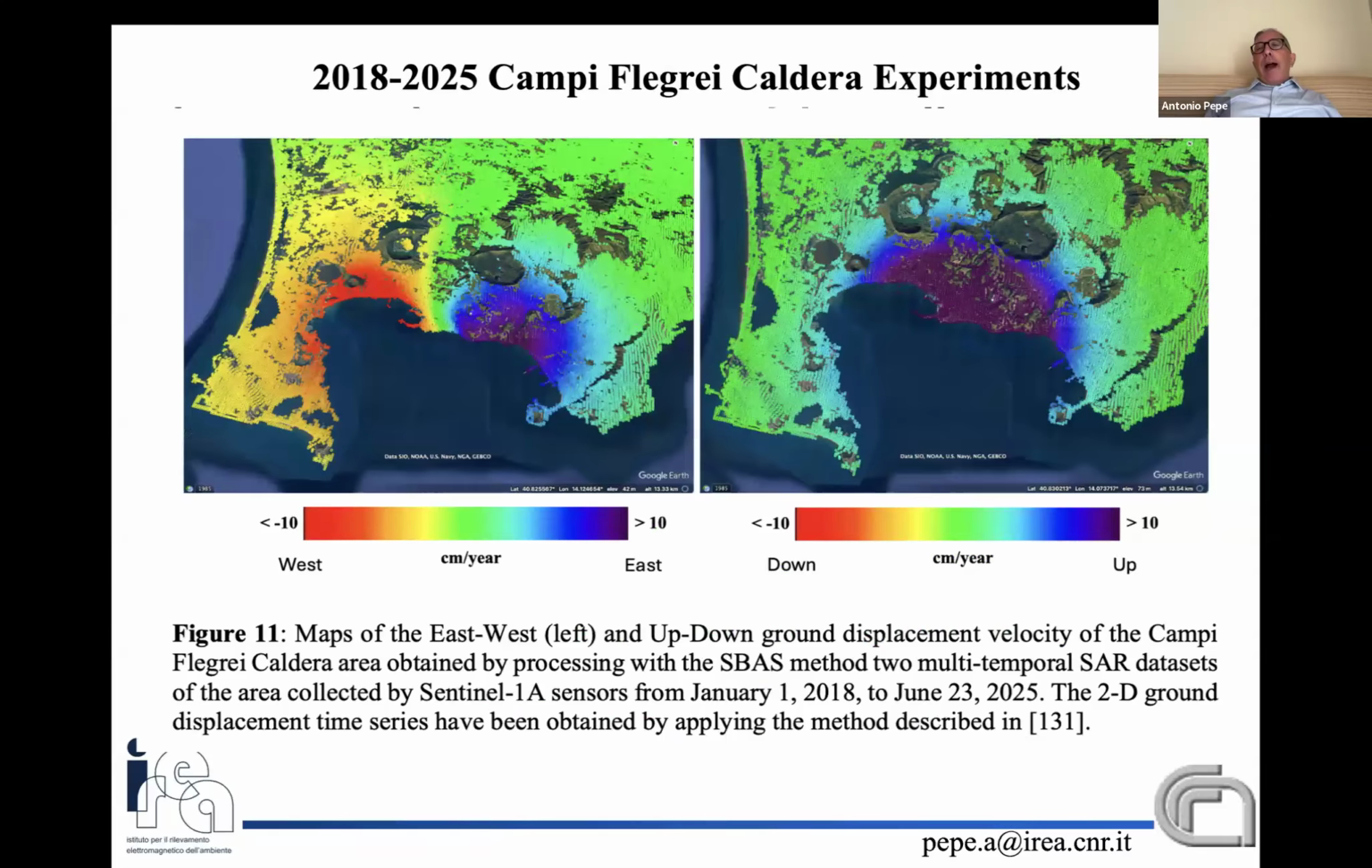The same methods can be applied, of course, to earthquakes. I live in the Campi Flegrei caldera. Now I am in the middle of the Campi Flegrei caldera, and in this period we have a series of small earthquakes that are shaking us because this is an active volcano, and we are in the middle of a crisis now. And this map represents the east-west and the up-down deformation of the area. So the method is general and can be applied to several contexts.